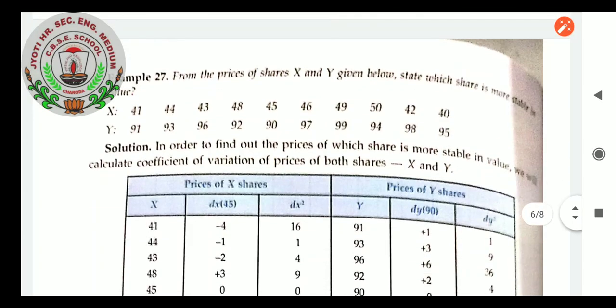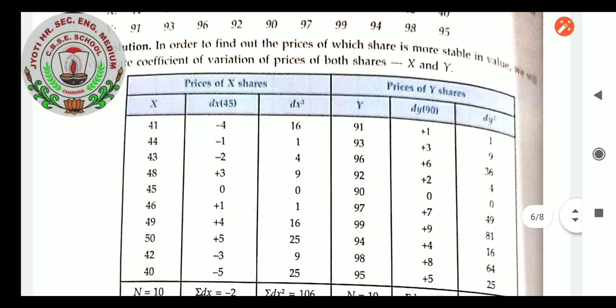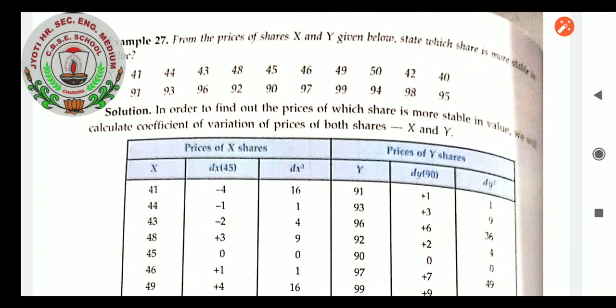I am not explaining the related questions because I already explained them in my classes. You know how to calculate mean and standard deviation. The new thing is that after getting the answer of both standard deviation and mean, you have to know how to take the coefficient of variation. In the same tabular data, prices are given, we have written x and calculated dx. We assumed 45 as a, so assumed mean 45, deviations 41 minus 45 is minus 4, minus 1, and likewise you get the total. Take dx square, no f is there, it is an individual series. Do the same for the prices of share Y.